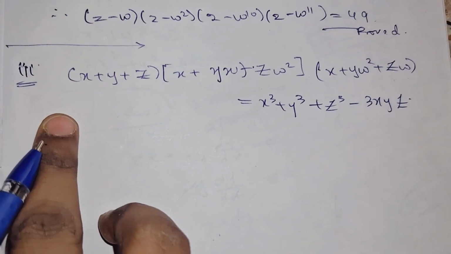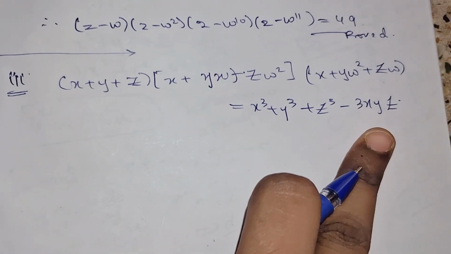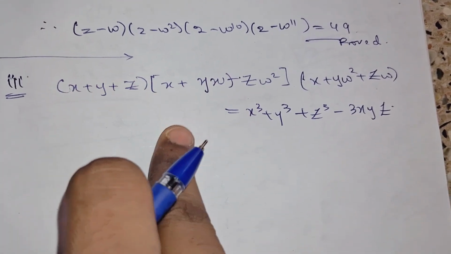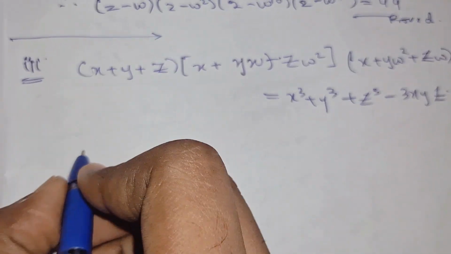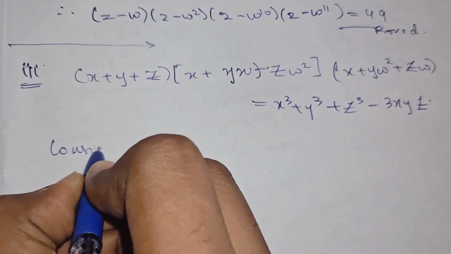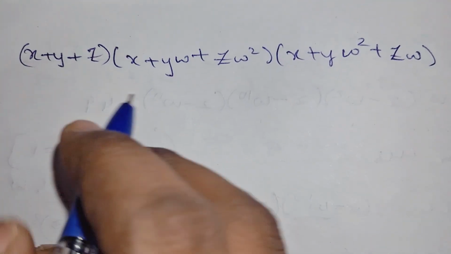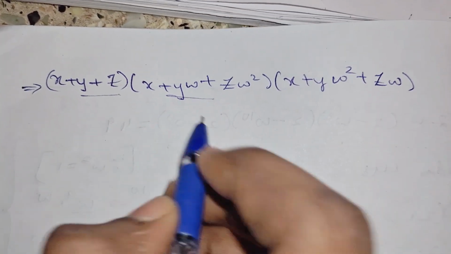This is the third question in which we have to prove this LHS is equal to RHS. First we'll multiply the first and second term, then the value which we get from that will be multiplied with the third term. Let's see what we'll get. So first I'm writing, consider LHS. This is the LHS we have here. Now I'll multiply this with this term.